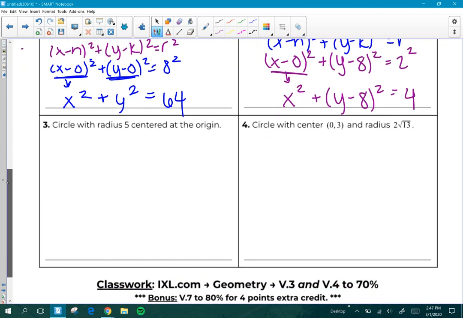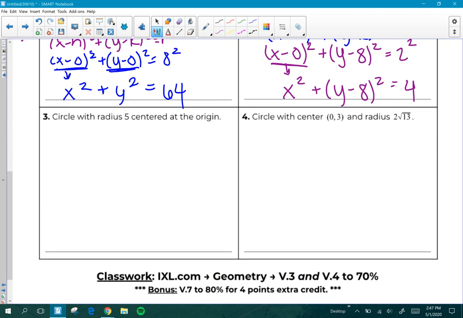And then 2 more examples. They could also give it to you by giving you the properties. So it's just a bunch of words. We need to pull out the information that we need. So it says you have a circle with radius 5 centered at the origin. Again, we need the radius. We know that that's 5. And then it says it's centered at the origin. So keep in mind that the origin is (0, 0).